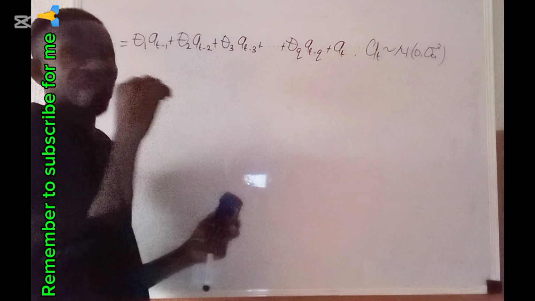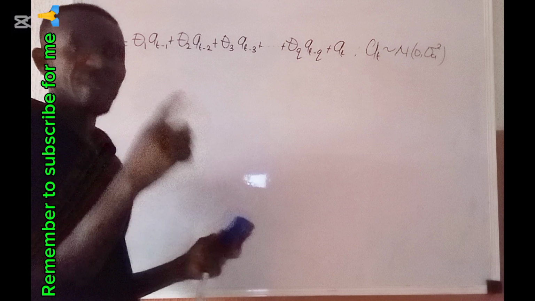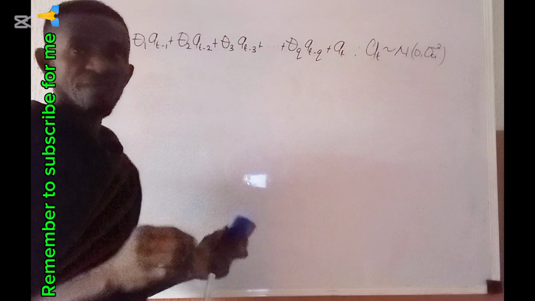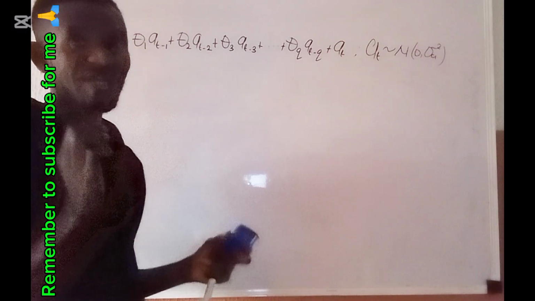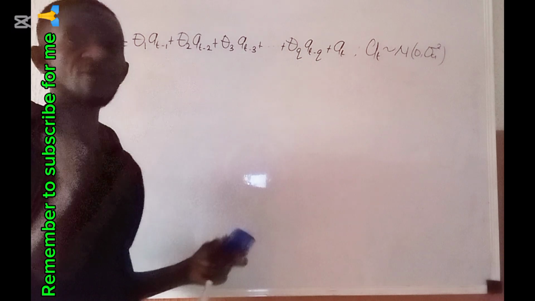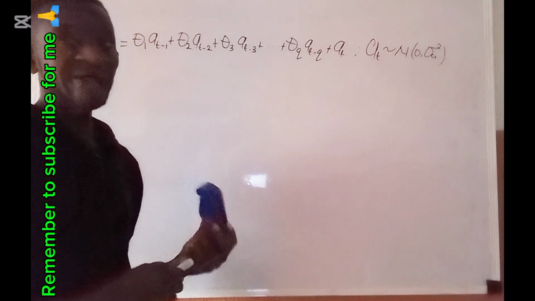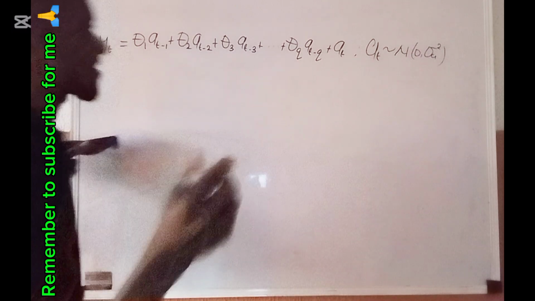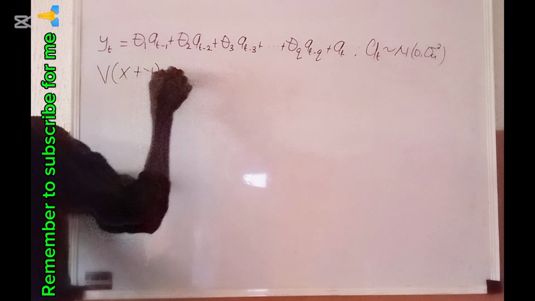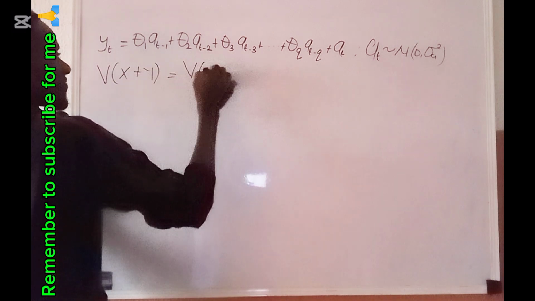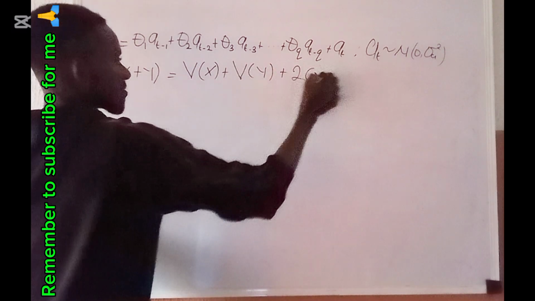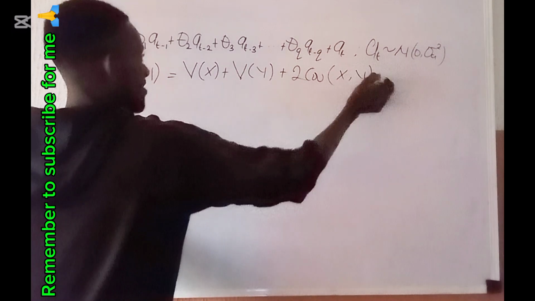When you are to find the variance of a model, what you do is take the variance of both sides of the model. Before we do that, we are going to remind ourselves of a guide for taking the variance of the sum of two random variables that are not independent. If you are taking the variance of X plus Y, it is given as the variance of X plus the variance of Y plus 2 covariance of X comma Y. This is what you are going to have.